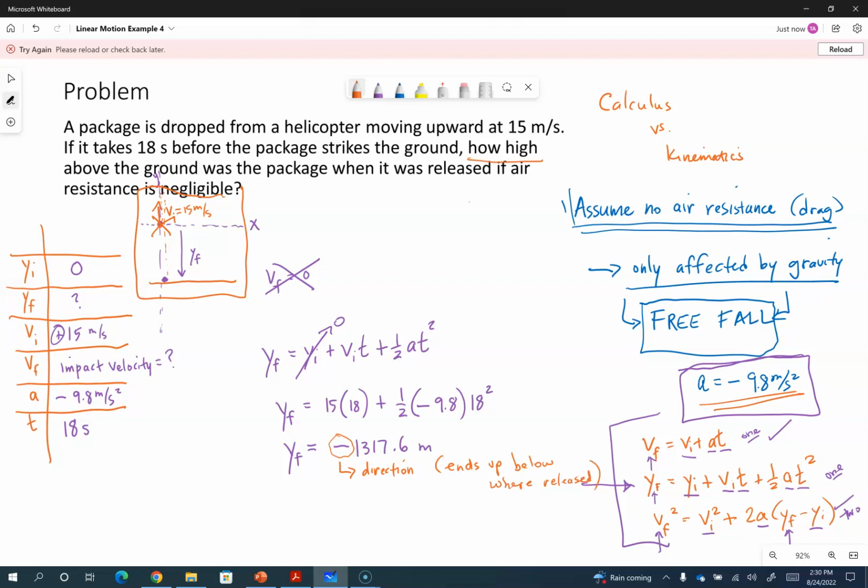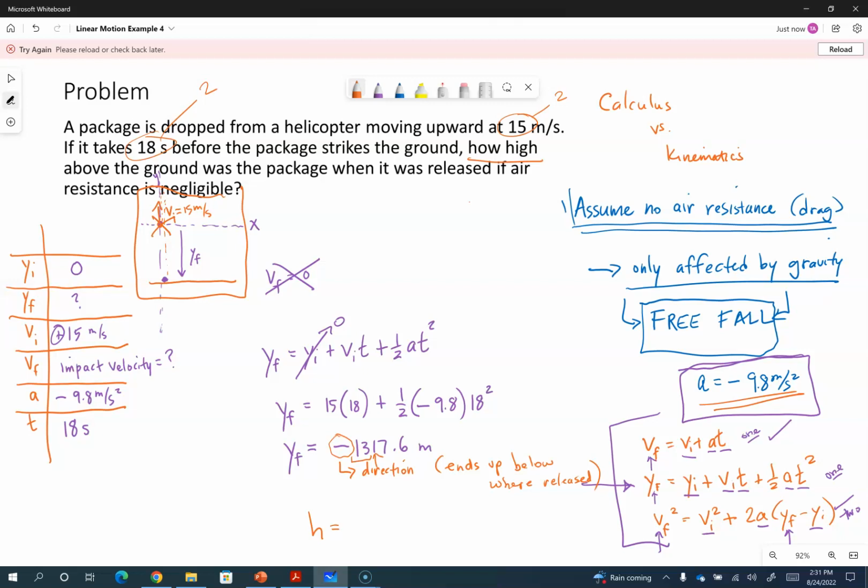Now the problem's asking us only how high above the ground. I'm going to call that H. We're not going to put the negative sign because that deals with the direction. When it asks for how high, it's just saying how far. Now, the other thing to keep in mind is we can't leave our answer with that many digits. So coming back to the problem, the 18 has 2 sig figs. The 15 has 2 sig figs. G has 2 sig figs. So our answer needs to only have 2 sig figs.